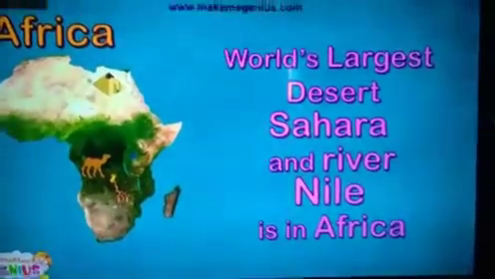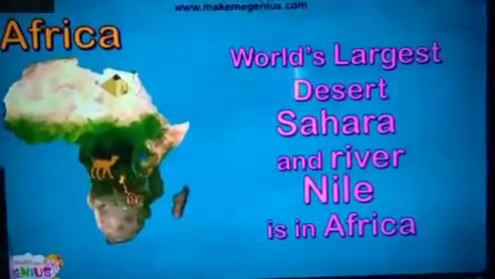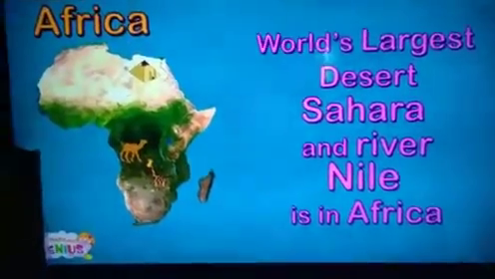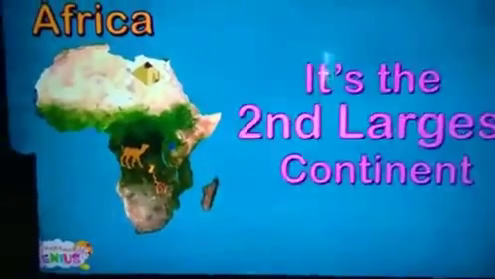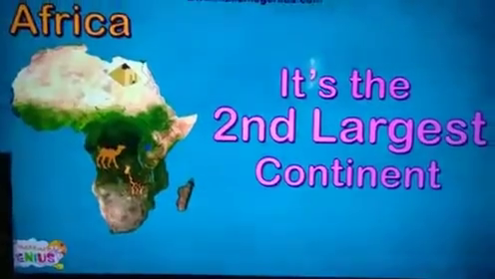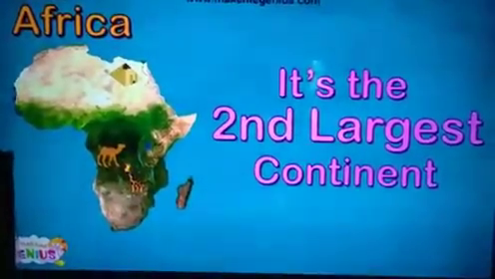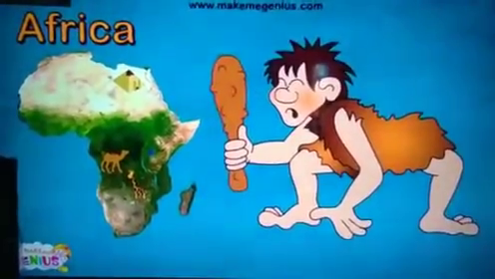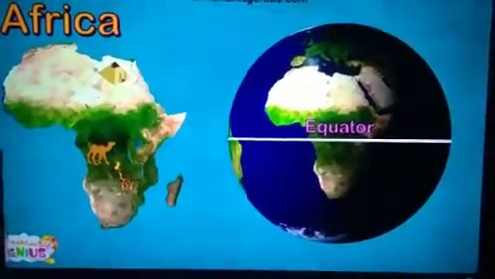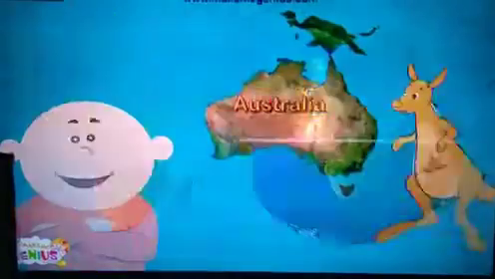World's largest desert, Sahara, and the world's largest river, Nile, is also in Africa. It is the second largest continent among 7 continents. It is also said that the first humans lived here. It is situated on the equator, and that is why it is very hot.